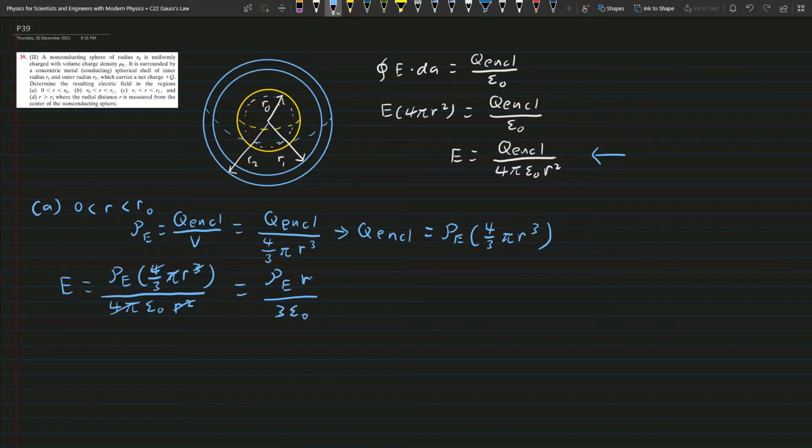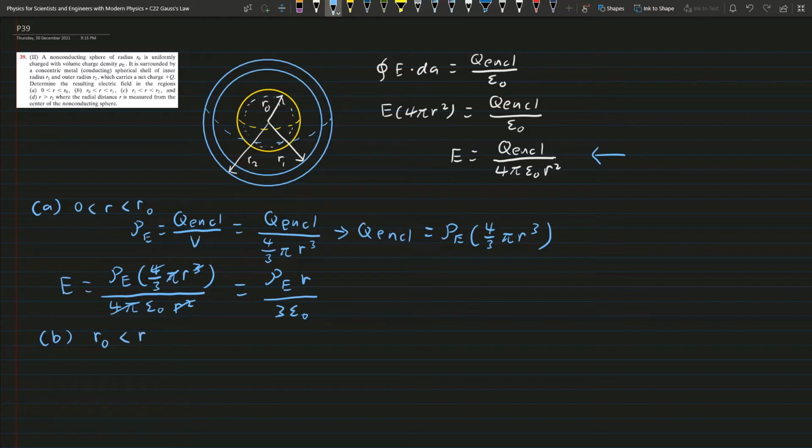So actually here you can see in this range this electric field will increase linearly with r, because you can see when this Gaussian surface increases in this range, more charge will get enclosed, so the electric field increases. Now we go to B.